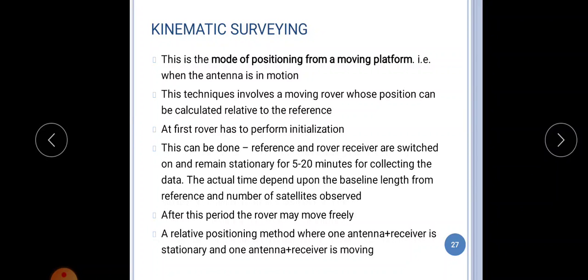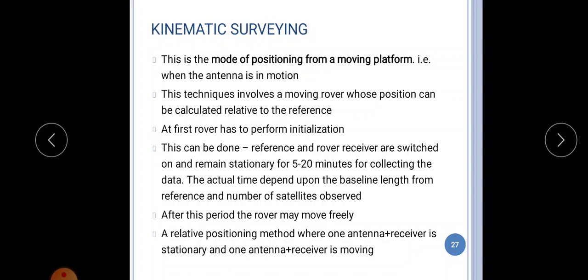motion. Here first the rover has to perform initialization, that is, a reference and a rover receiver are switched on and remain stationary for 5 to 20 minutes for collecting the data. That is, before moving to the next area, it has to remain stationary for 5 to 20 minutes in order to collect the data from the satellite. The actual time depends upon the baseline length from the reference and the number of satellites observed.